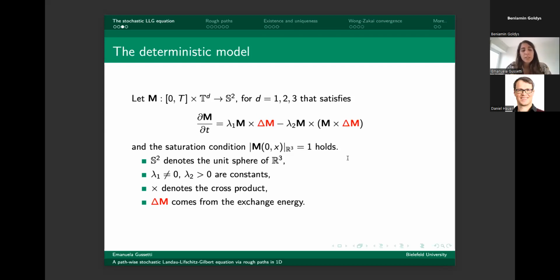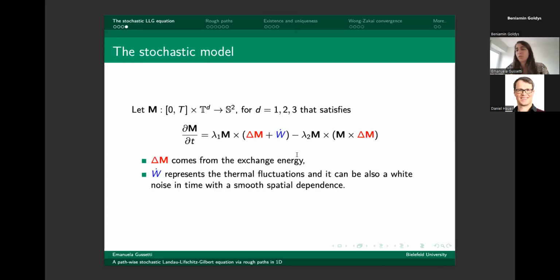In particular, I want to stress now that the deterministic model is phenomenological, it's a phenomenological equation. So it does not come from a rigorous derivation from physics laws. And now we will turn to the stochastic equation that is no more phenomenological, but it's validated by some physics papers and experiments. And we somehow decided to include the noise in order to model thermal fluctuations.